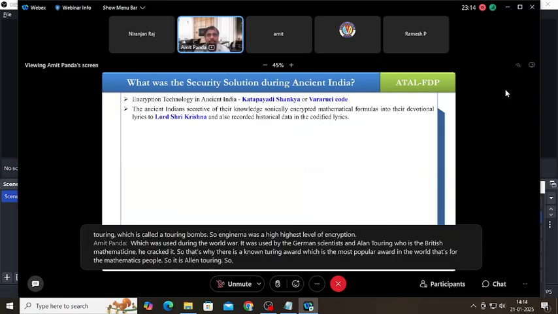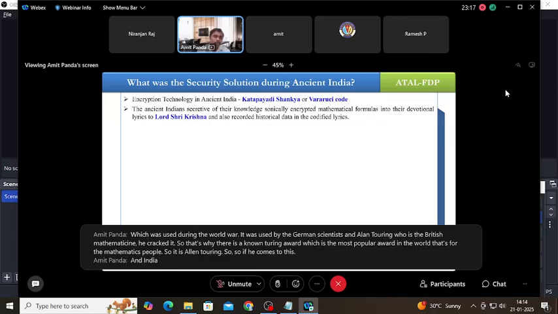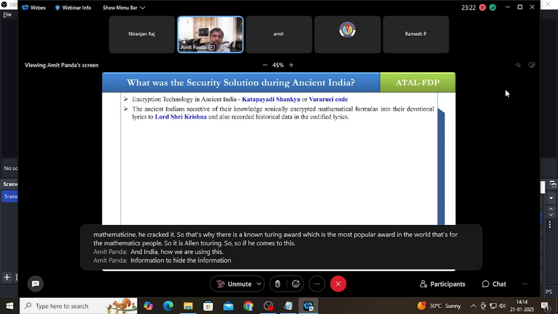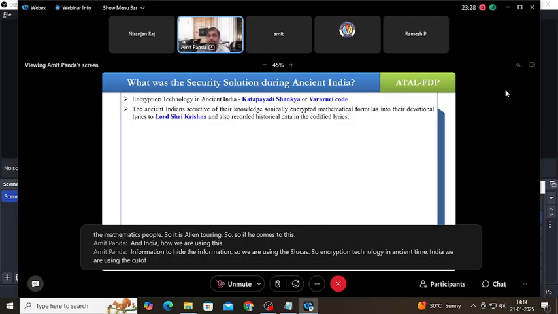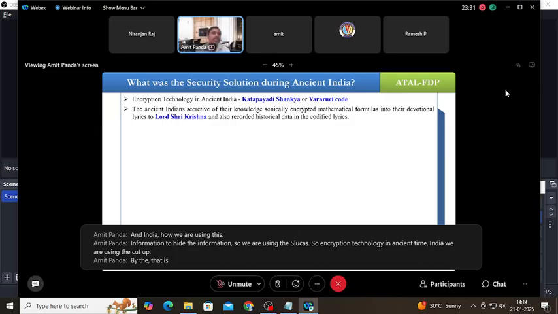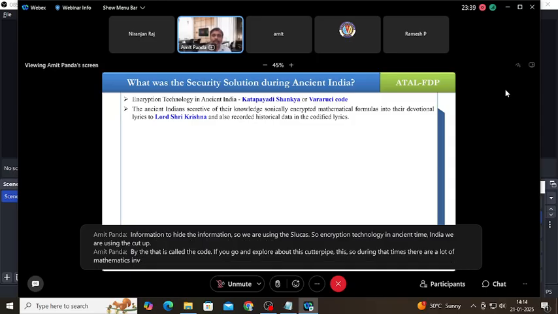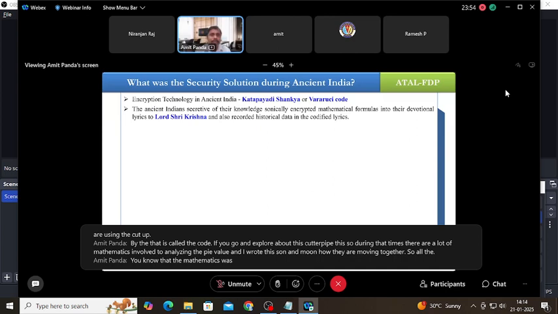If you come to this solution in ancient India, how were we using it to hide information? We were using slokas. As encryption technology in ancient India, we were using the Kattapayadi Sankhya, also called the Varanasi code. If you explore this Kattapayadi Sankhya, there was a lot of mathematics involved in analyzing the value of pi, and how the sun and moon move together. All that mathematics was well explained in Kattapayadi Sankhya.